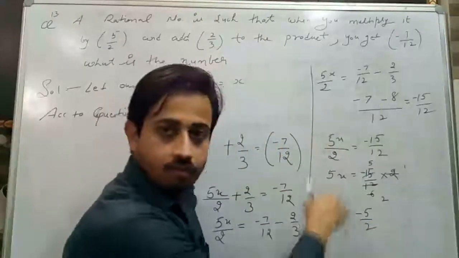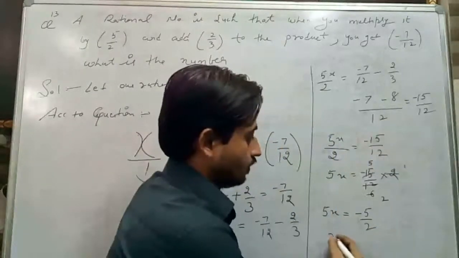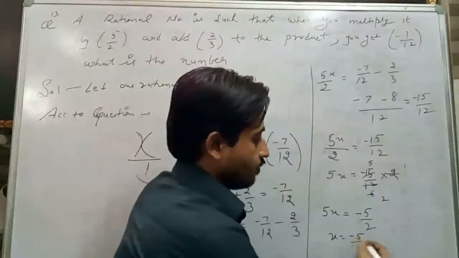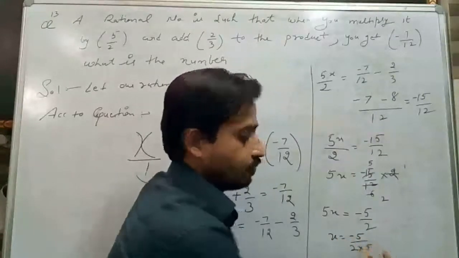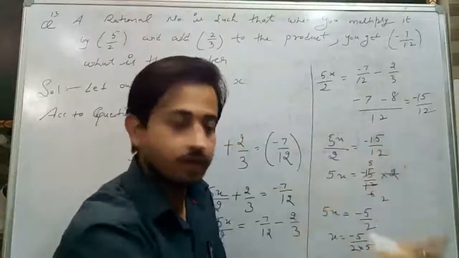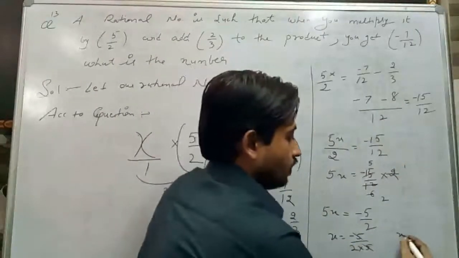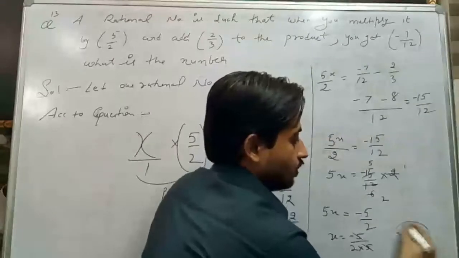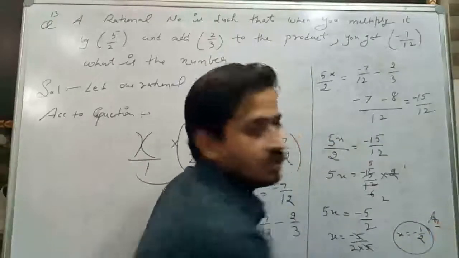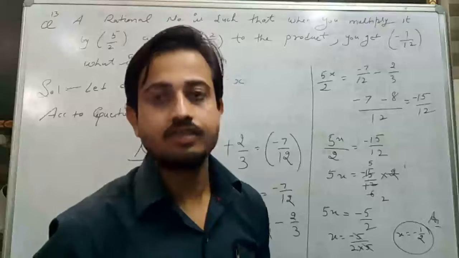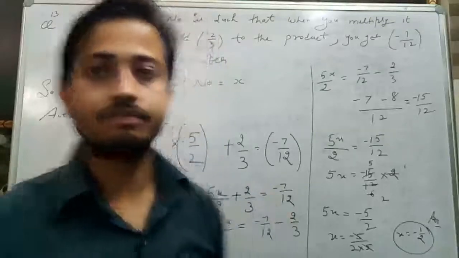Now take 5 to the right hand side. x is equal to minus 5 by 2 into 5, because this 5 goes to the denominator. Now 5 cancels out. What will we get? x is equal to minus 1 by 2. This is your final answer. So please make a note first.